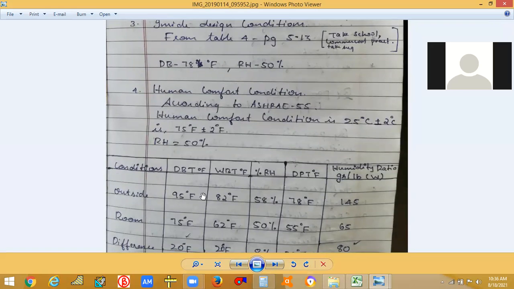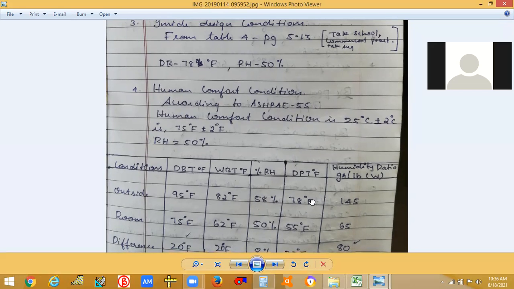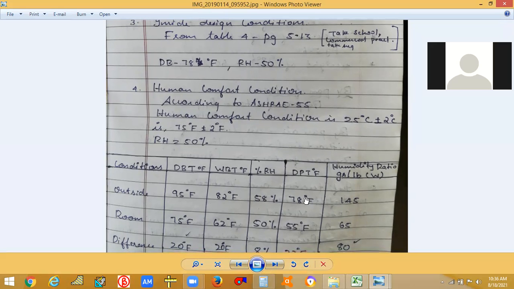Outside: 95, 82, 58, dew point temperature 78, humidity ratio 145. Okay? You'll be getting all these values. And our room temperature. What is our comfort temperature? 75 degree Fahrenheit. We have seen here.